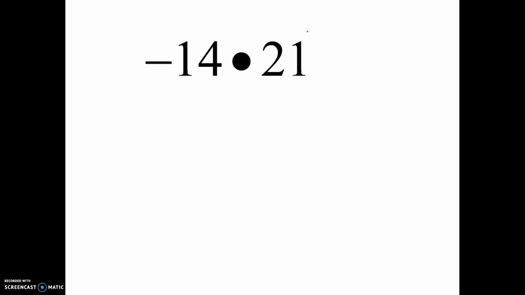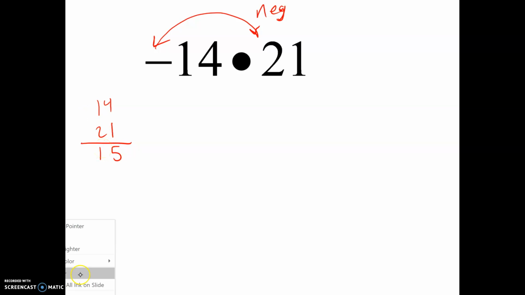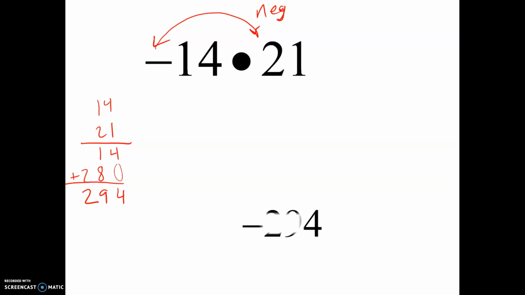All right, so we know it's same sign positive, different sign negative. So our answer is going to be negative. And now we're probably going to have to do some column multiplication on this one. So that's what I'm going to do. 14 times 21. 1 times 4 is 4. And then don't forget that placeholder 0, right? 2 times 4 is 8. 2 times 1 is 2. So now we add those two together. We get 4, 9, 2. And of course, our answer is going to be negative.